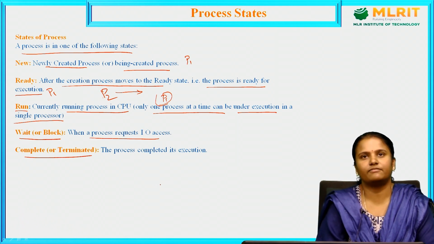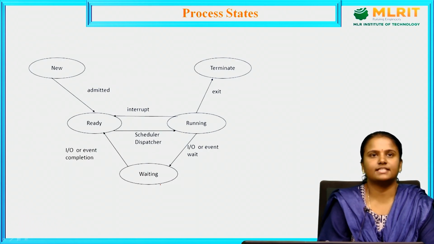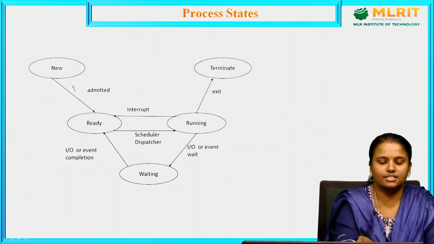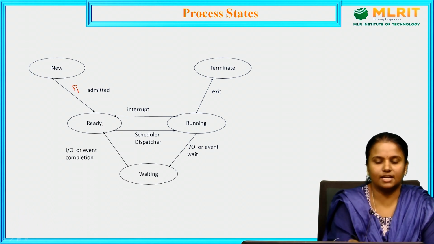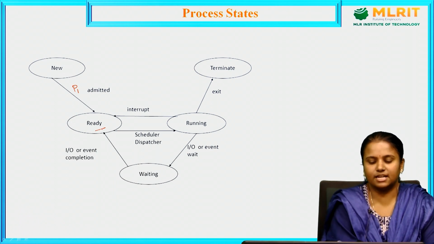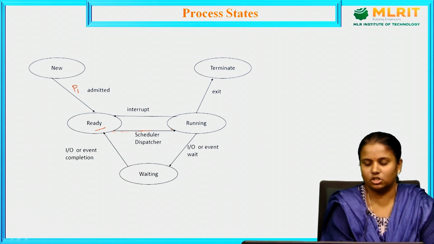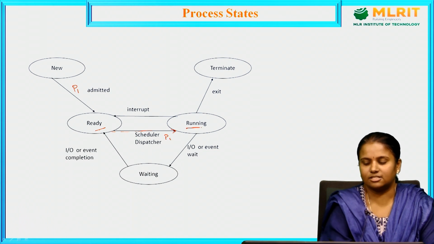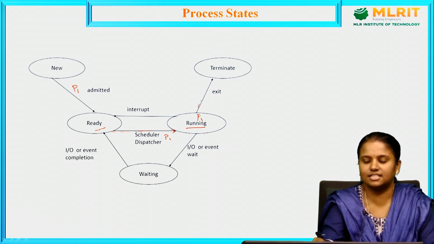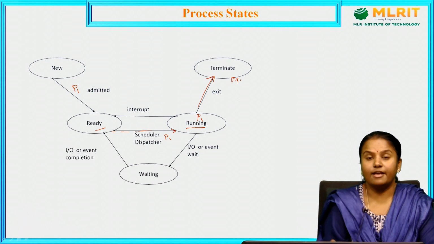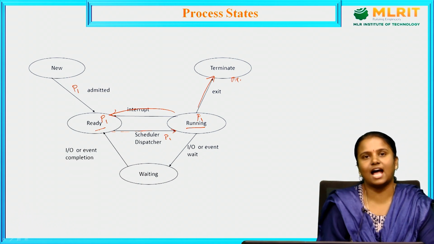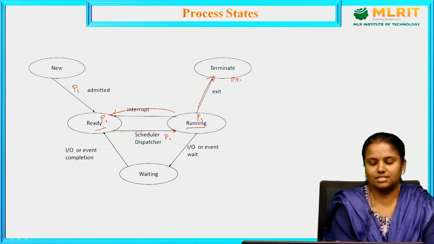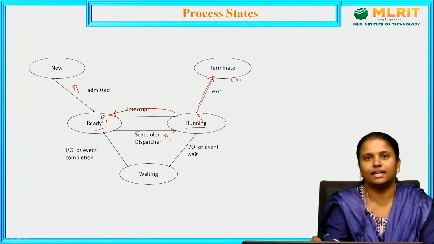So, let us see the diagram for process states. First, the process starts its creation in the new state. P1 is created, so it gets into the ready state. When P1 is ready, the scheduler dispatches P1 to the running state. If no error occurs in the running state, it gets terminated and the output is printed. If any interrupt or error occurs, it goes again to the ready state and starts its execution; again it gets ready, goes to running and gets terminated.